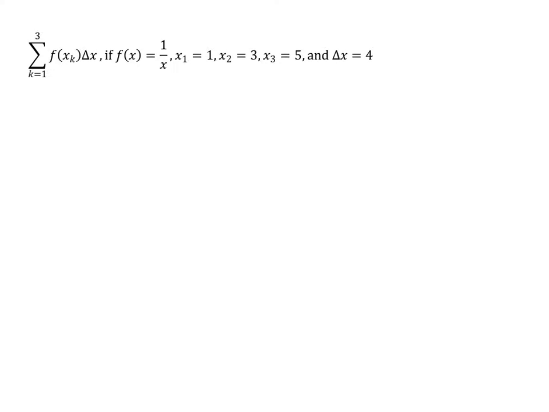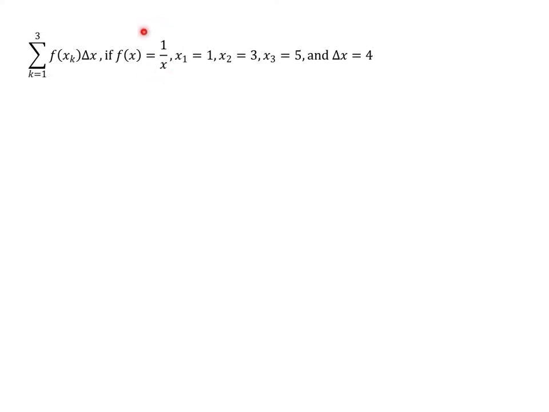This next problem has a lot going on to it, and this is more like what you are likely to see when you get into calculus classes, finite math classes, and even statistics. So we're looking for a sum. We're only going from 1 to 3, but we need f of x sub k times delta x. So we've been given a lot of information.